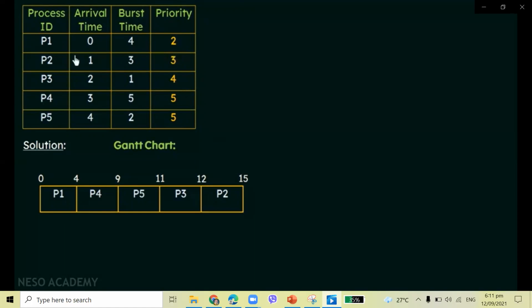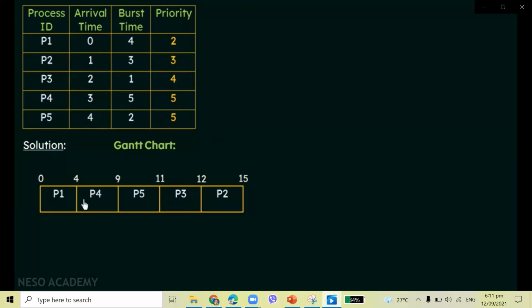Now let's see. P1 is continuing its execution, and then at 1 millisecond, P2 arrives. Let's see what the condition is in our Gantt chart at that time. At 1 millisecond, P1 is already executing. If you check the priority, you see that it has a priority of 3. If you compare the priority of P1 and P2, we see that P2 has a higher priority. Keep in mind that in this case, the higher the number, the higher the priority. So P2 has a priority of 3, which is higher than that of P1.